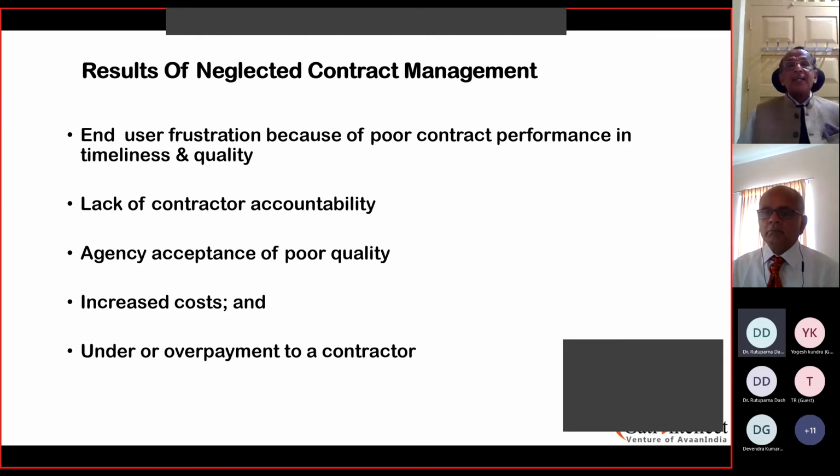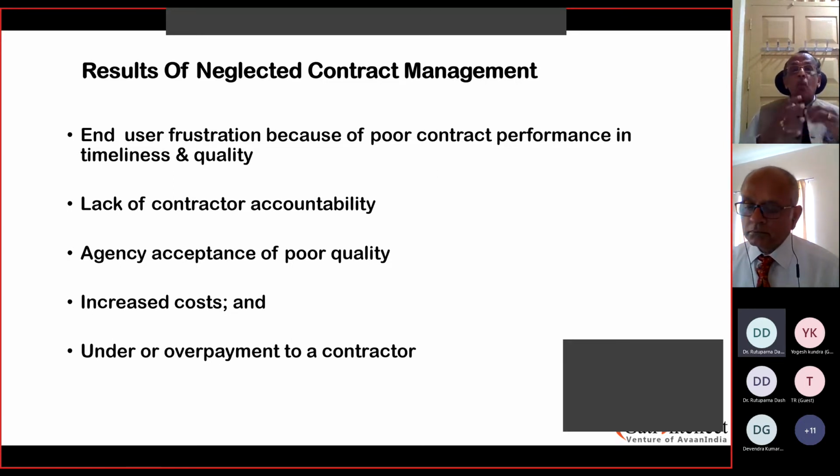Then lack of contractor accountability. This is not at all tolerable. Why has it happened? What is the reason? Has the contractor lost interest in the project? All this has to be looked into again with a microscope lens to analyze what went wrong for the contractor.